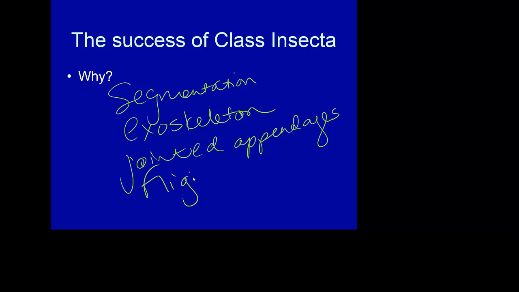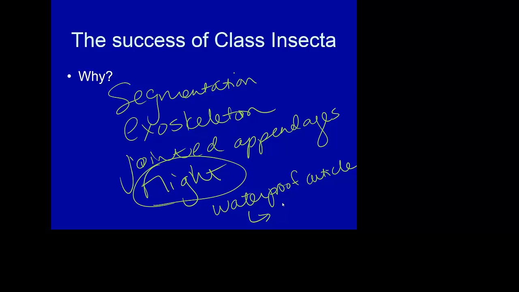Flight itself. We don't look at any other phyla except reptiles and mammals within our chordates. We don't look at any other phyla as having flight. So this is pretty cool. They also have a waterproof cuticle. Now, yes, this is something we usually associate with plants, but being waterproof as a bug is really important.